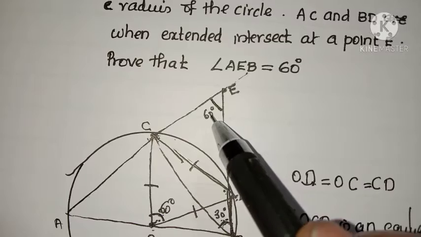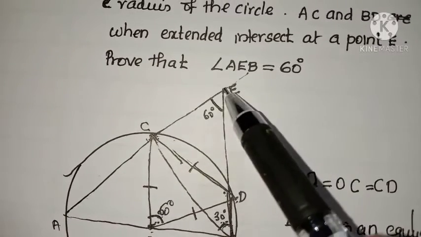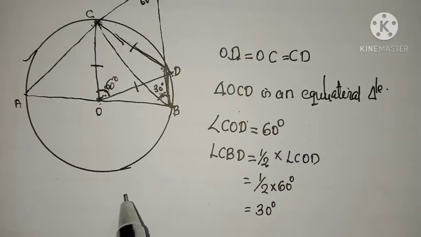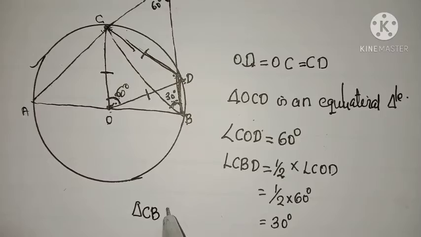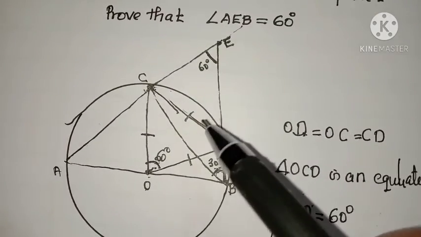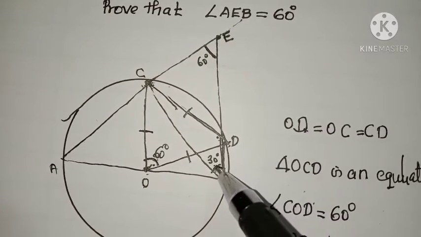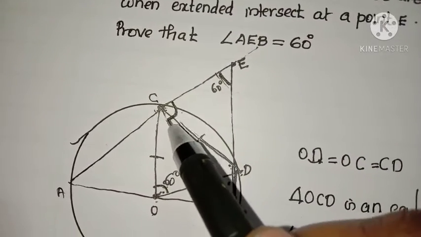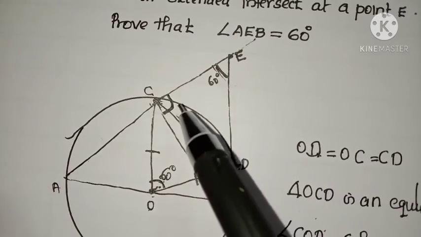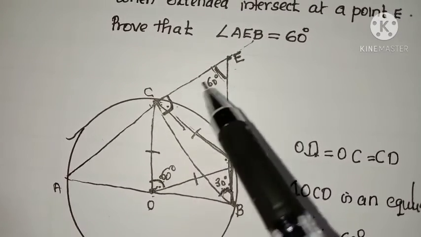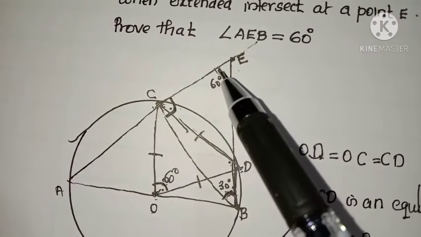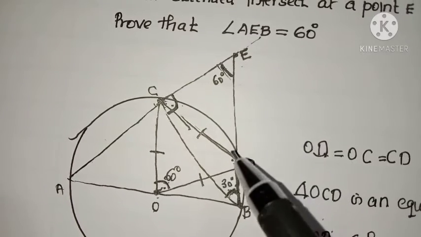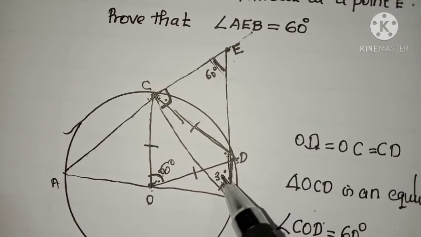To get the 60 degree angle, look at the triangle CBE. In this triangle CBE, what are the three angles? Angle B, angle E and angle C. If we know angle B and angle C, we can apply the angle sum property. Then we can easily find angle AEB is equal to 60 degrees. Angle B we know is 30 degrees.